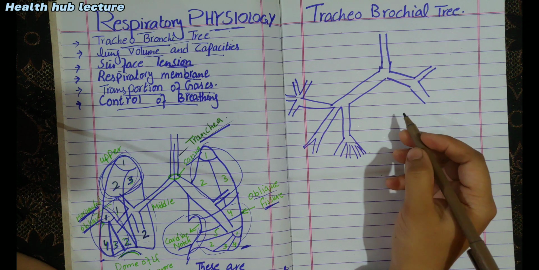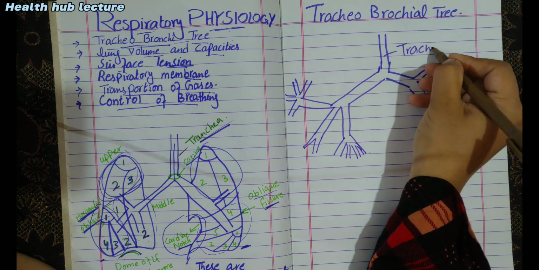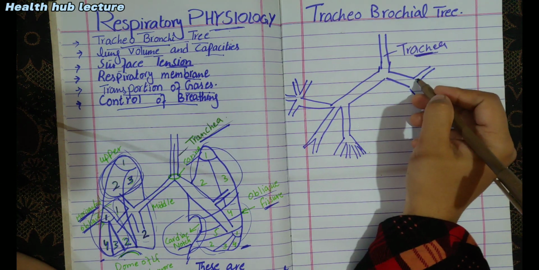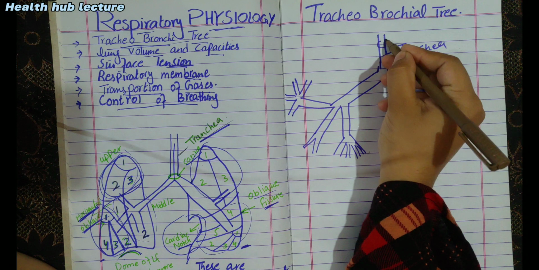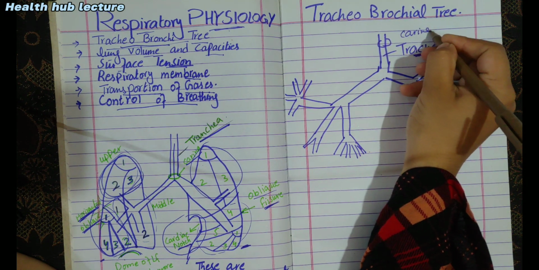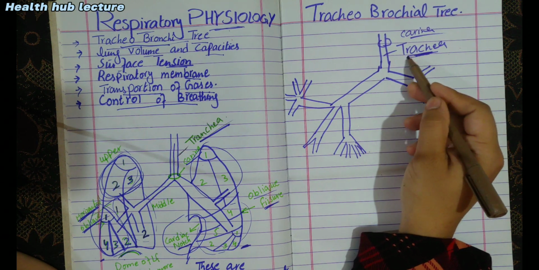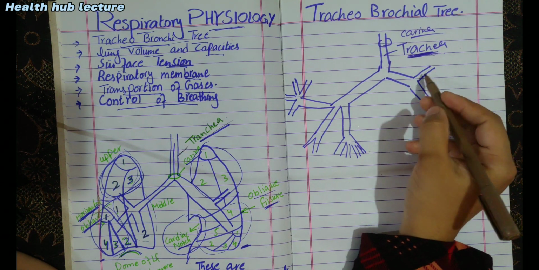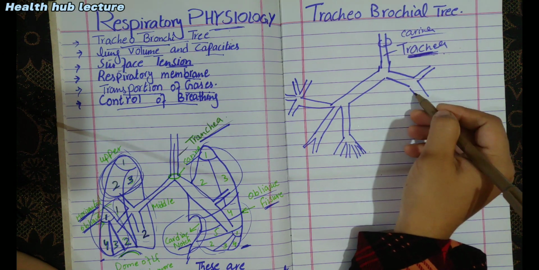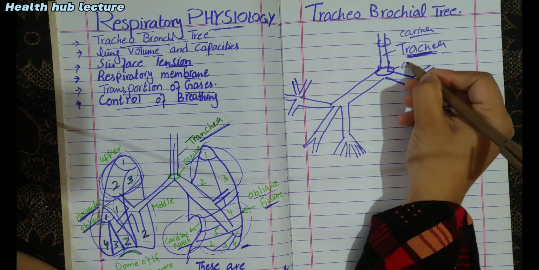Now this one is the trachea. Do you know what a trachea is? The trachea is the windpipe. It has rings. The trachea is divided into two from this side, and this junction is called the carina.